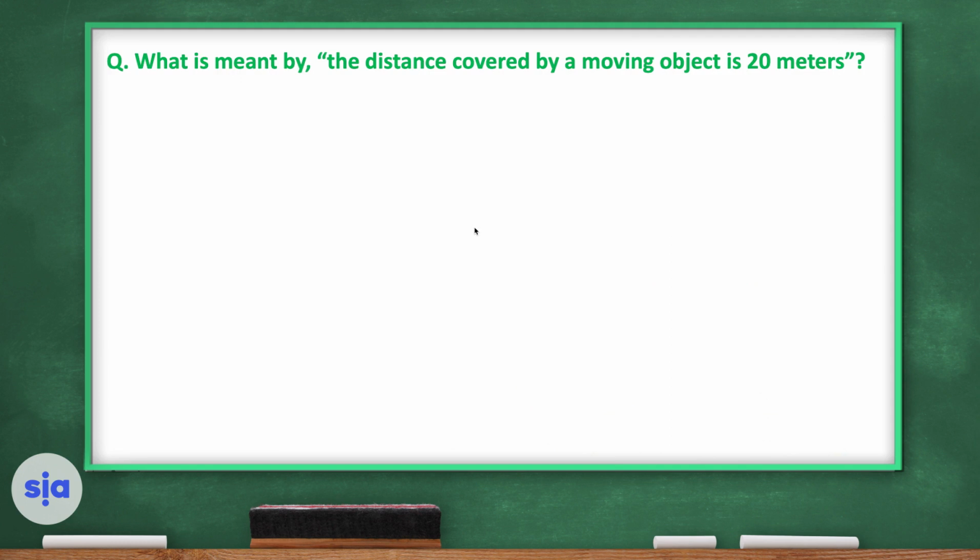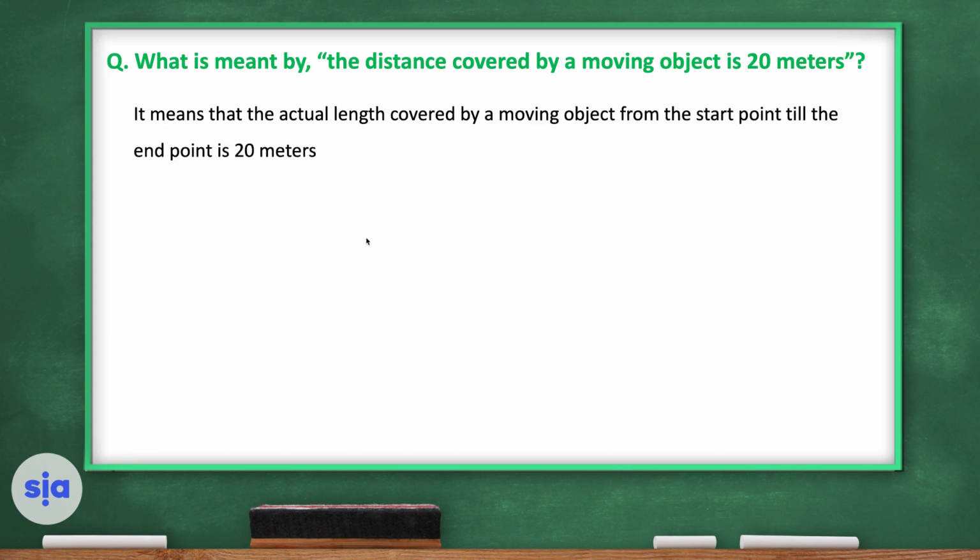So here is the question for you. What is meant by the distance covered by a moving object is 20 meters? It means that the actual length covered by the moving object from the start point till the end point is 20 meters. This is the actual path or the actual length covered by the moving object.